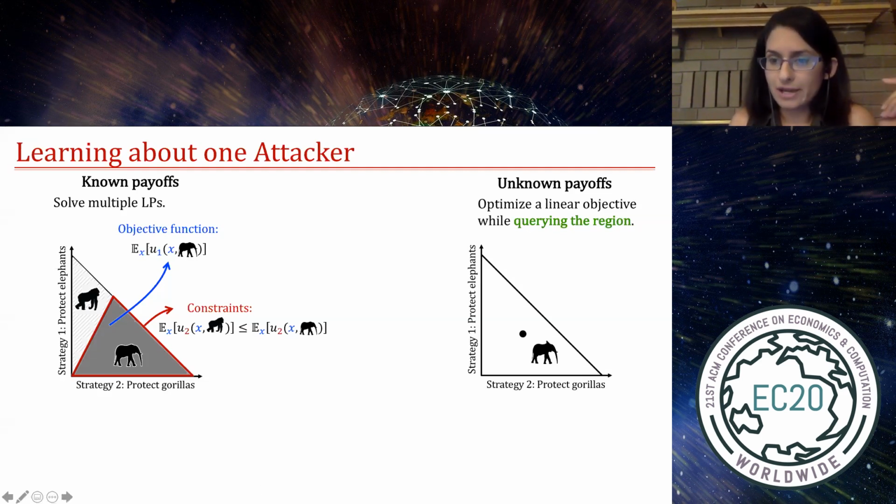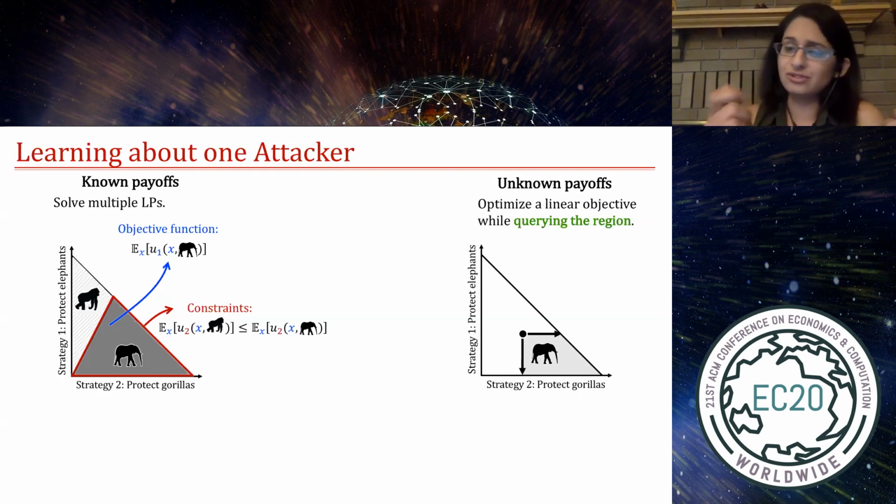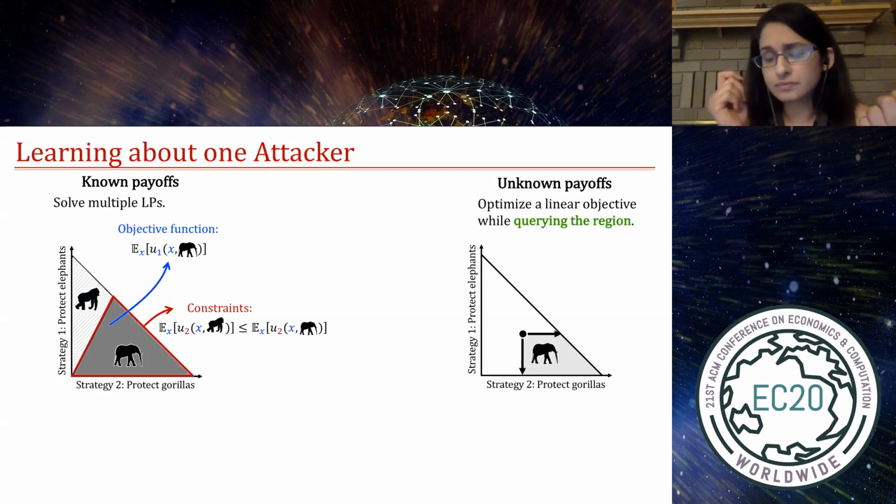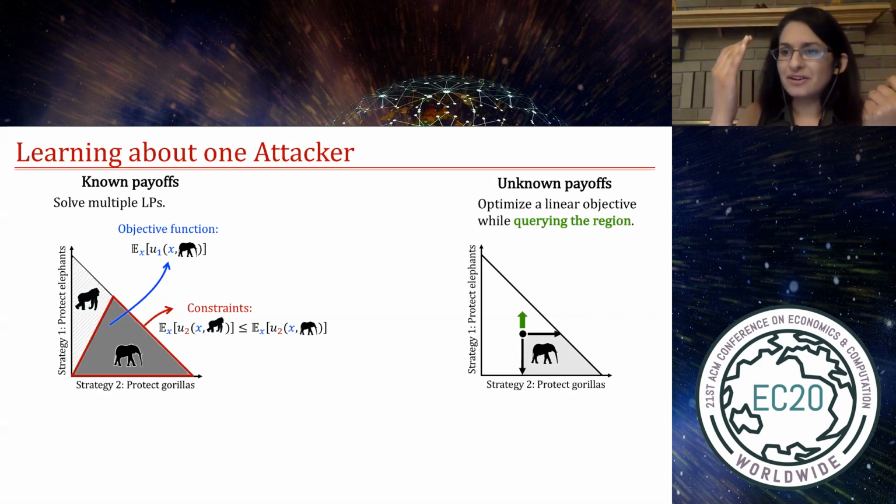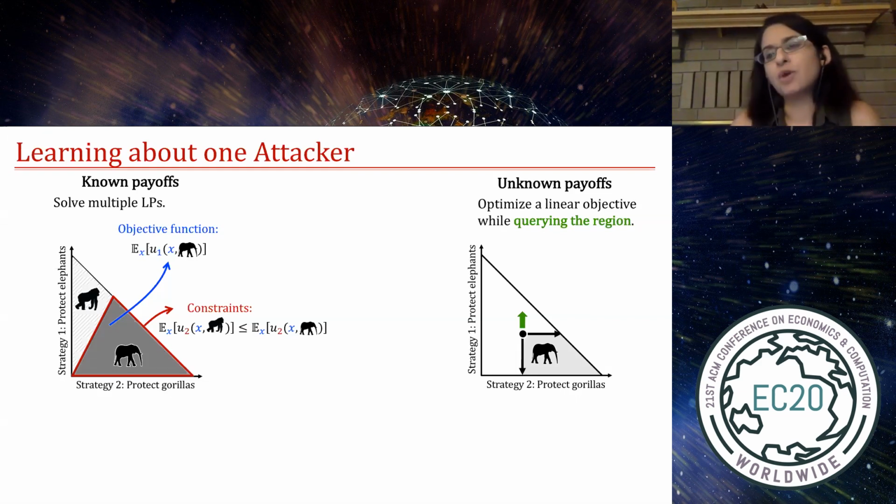So maybe I will take this probability vector, which is, I don't know, 1/3, 1/3, and I see that elephants are being attacked under it. What that is going to tell me is that this whole region where I'm protecting gorillas with lower probability is just going to incentivize the attacker to attack elephants even more. So it's telling me that if I want to look for a better option, I should be trying to slightly increase the probability with which I'm covering the elephants. This is just a general idea.